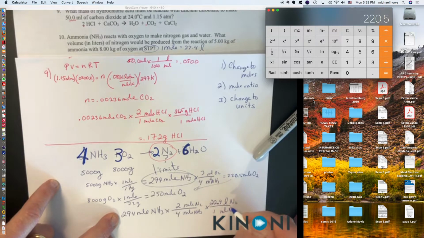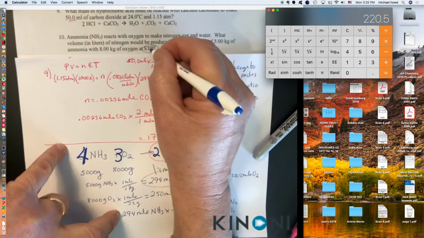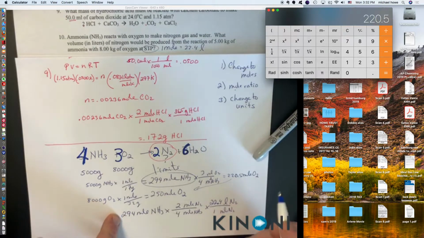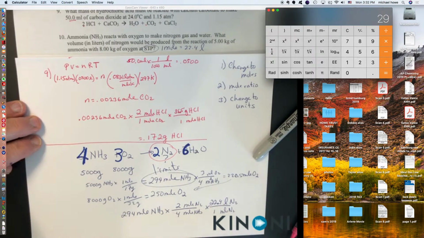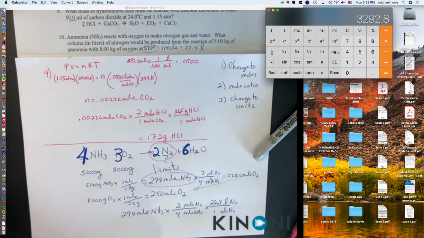Again, why can we use the 22.4? Because we're at STP, and that's where that applies. So we do our math. We've got 294 multiply by 2, multiply by 22.4 equals, then divide by 4 and divide by 1, or just divide by 4.